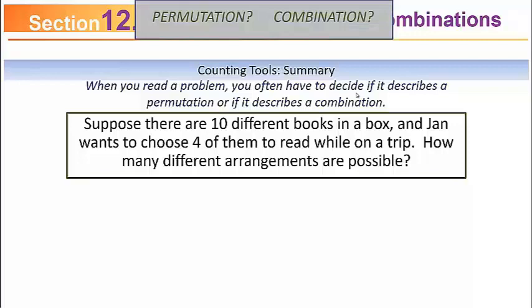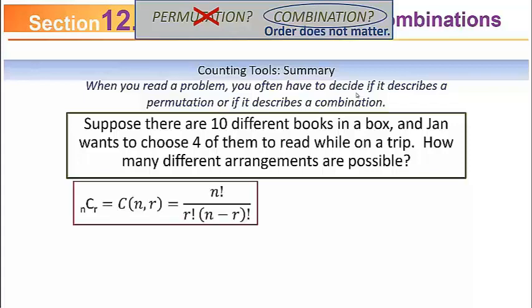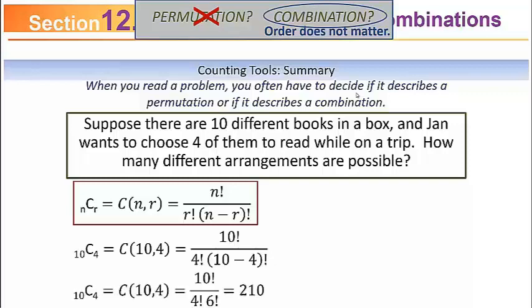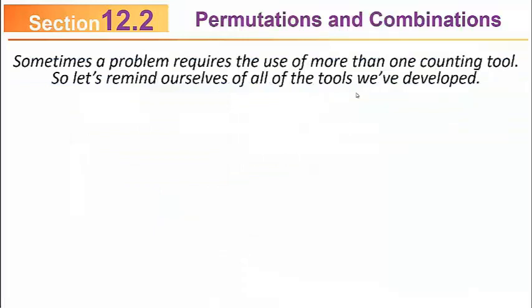The order she picks those books is totally irrelevant to Jan. That means it's a combination. Again, if you get that wrong, you're going to get the answer wrong. It's a combination because order does not matter. Once you figure that out, you use the combination formula, again plugging 10 in for n and 4 in for r, and you end up with 10 factorial over the product of 4 factorial and 6 factorial, and that comes out to be 210.